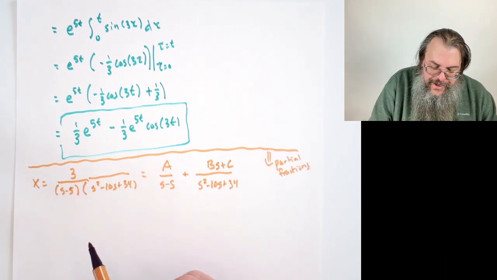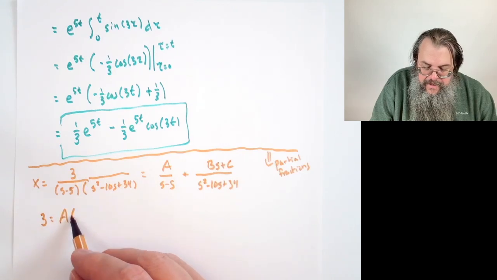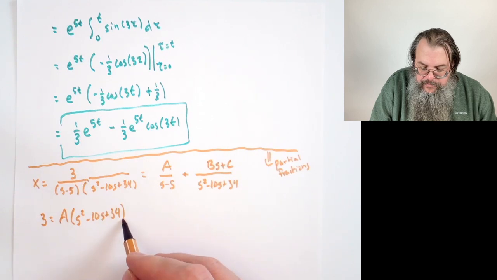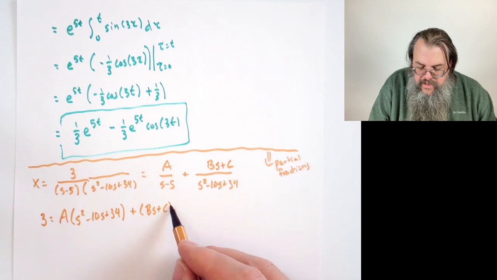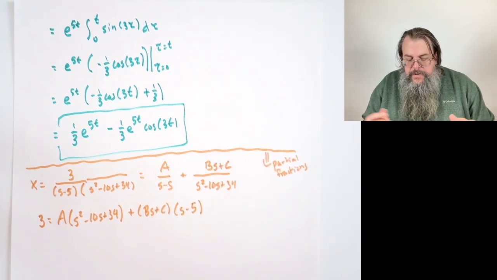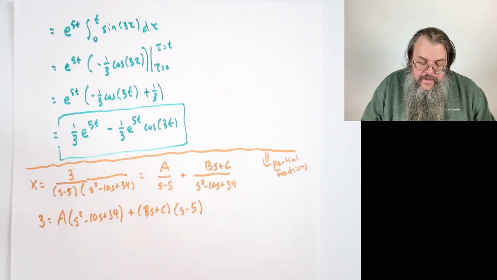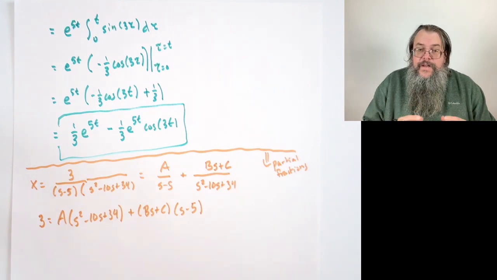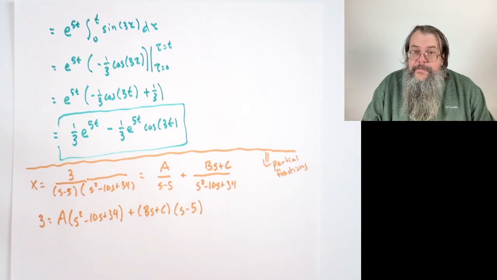Okay, so when we do this, we're going to get 3 is equal to a times s squared minus 10s plus 34 plus bs plus c times s minus 5. Now we could plug in 5 and see what we get, but how about we just expand and group coefficients? Let's see what happens if we do that.